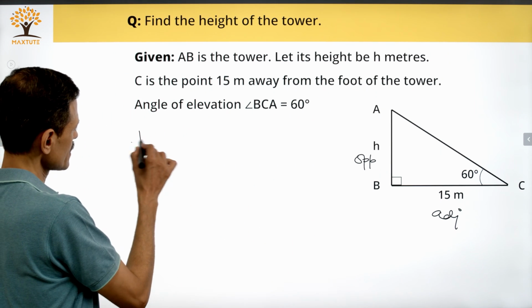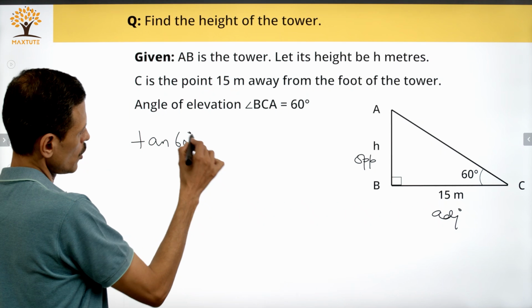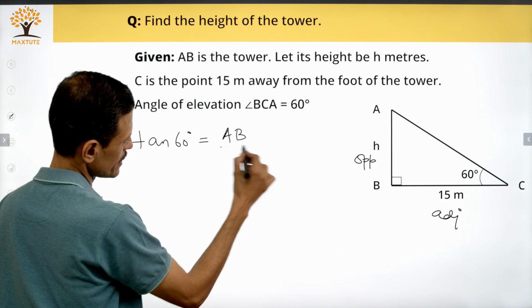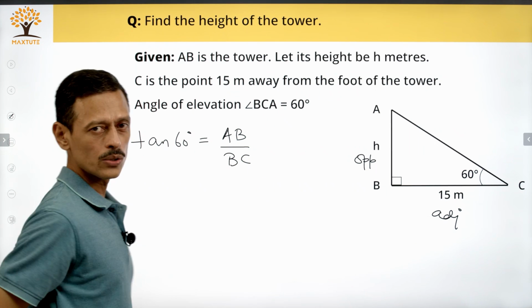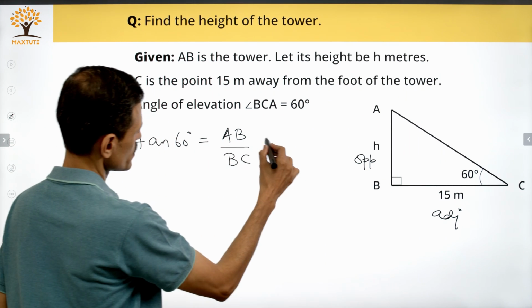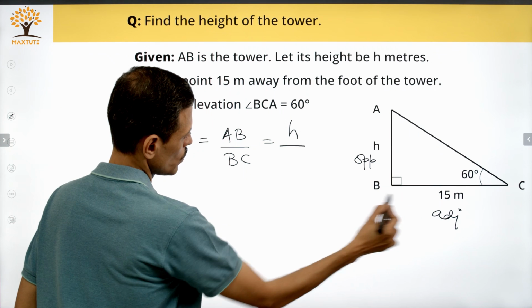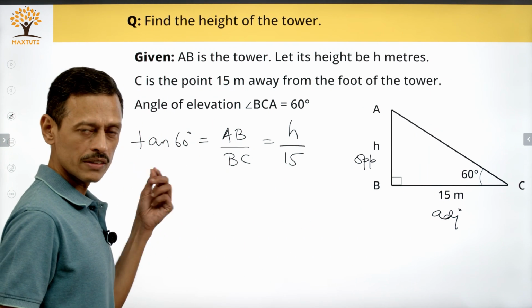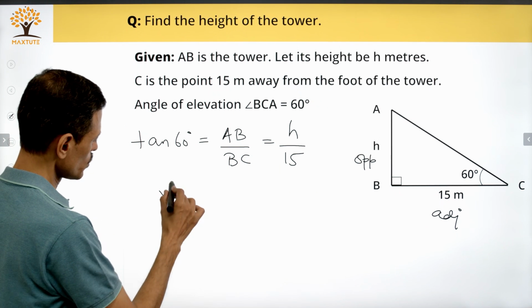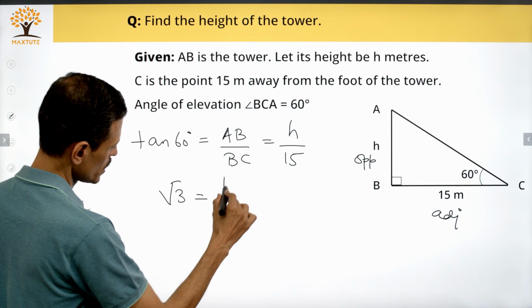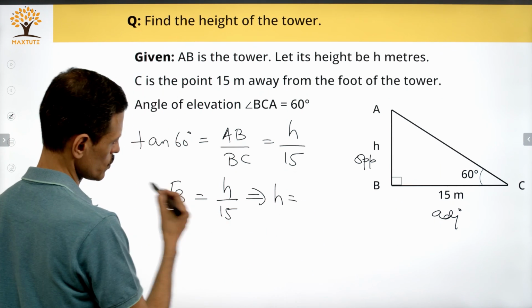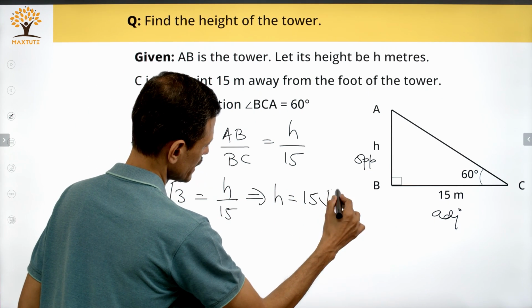Tan 60 degrees is equal to the opposite side for this angle, which is AB, divided by the adjacent side for this angle, which is BC. What is AB? Which is what we are trying to find out, the height of the tower. What is BC? That's given to be equal to 15 meters. The value of tan 60 is equal to root 3. Root 3 is equal to h upon 15, which means the height of the tower is, cross multiplying, 15 root 3 meters, right?